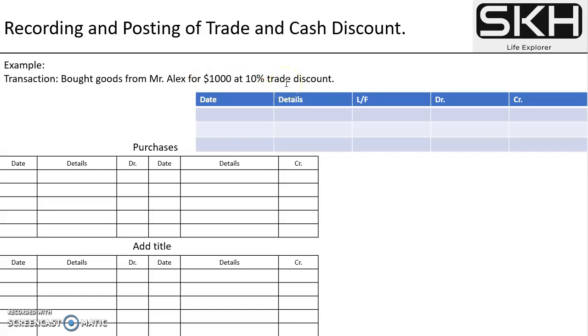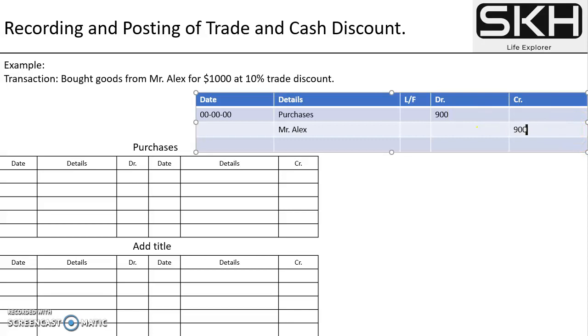So if we record that transaction in the journal, I'll just put a date here. In this transaction, we are buying goods from Mr. Alex. So we know that there are two accounts involved. The first account is purchases and the second account is Mr. Alex's account. We are buying something from him for 1000, but a discount is given, that is 10%. So 10% of 1000 is 100. So we are buying something from Mr. Alex for 900 that we have to pay him.